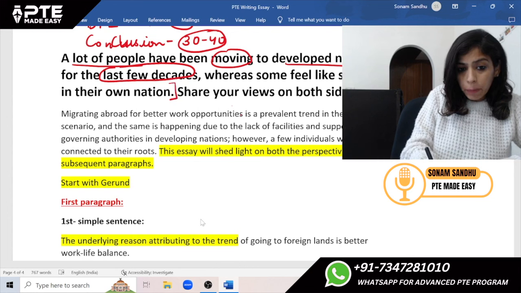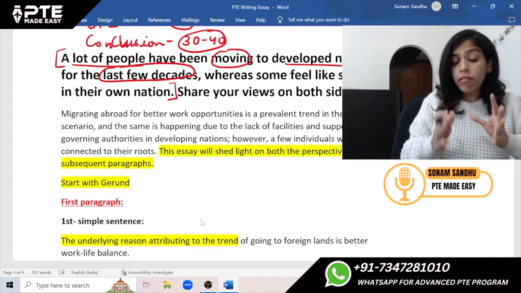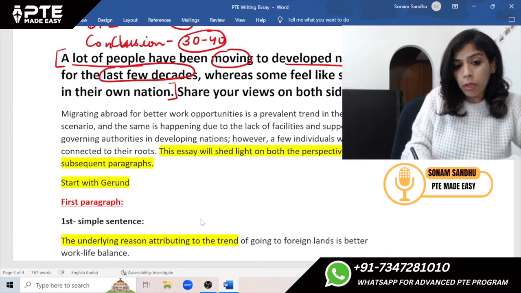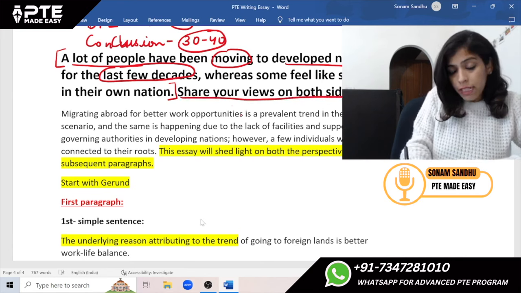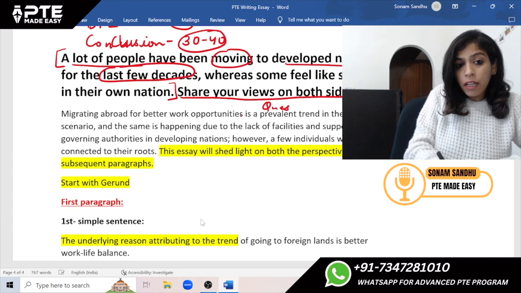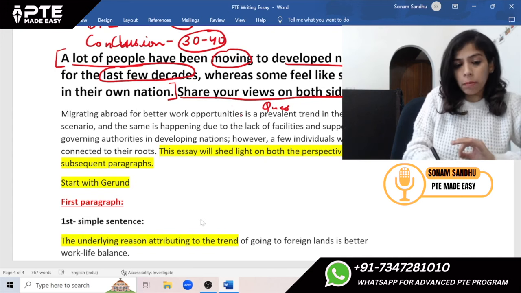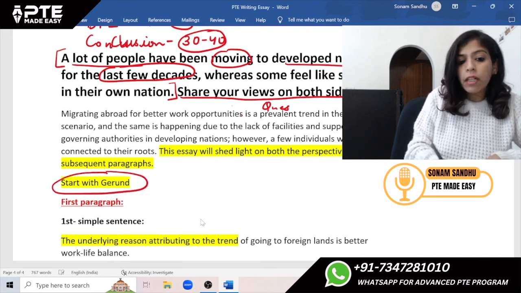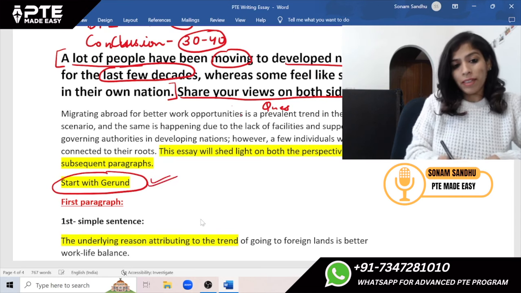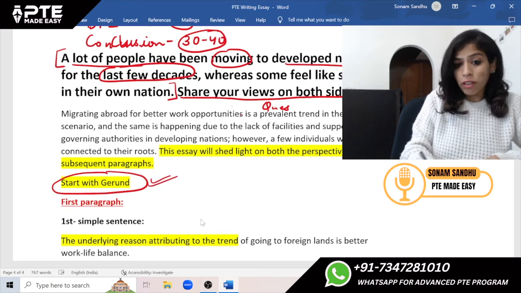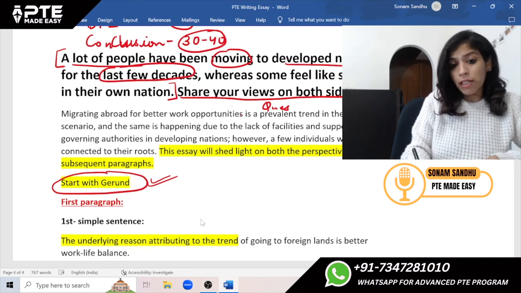Always look at the main sentence or the topic sentence. Every question has a statement followed by the main question. So this is the main question, and the one above, a lot of people have been moving to developed nations for the last few decades, whereas some stay in their own nation, is the statement. We simply have to paraphrase this statement, and I would give you a bonus tip here. Start with a gerund. Migrating abroad, to foreign developed nations, for better work opportunities is a prevalent trend in the present scenario.